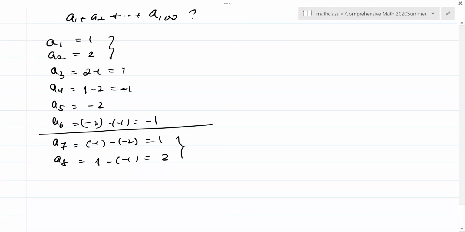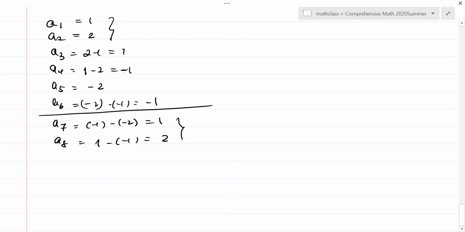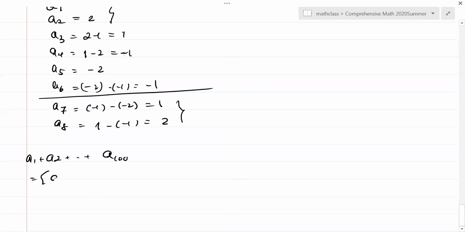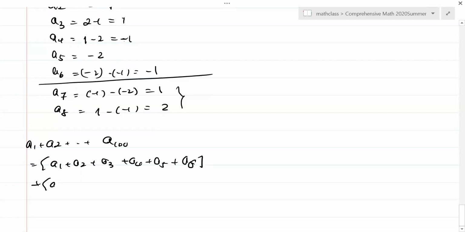Once it's a periodic sequence, we can find the sum. Okay? Why? Because a1 plus a2 all the way to a100, you can group them. You have a1, a2, a3, a4, a5, a6. That's one block. Okay? And then a7 through a12, and then so on. The problem is there's the last term, right? Yeah, the last term.